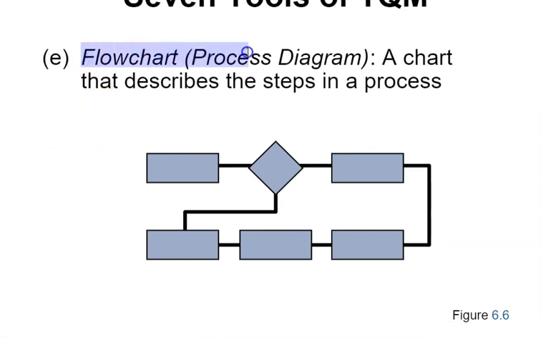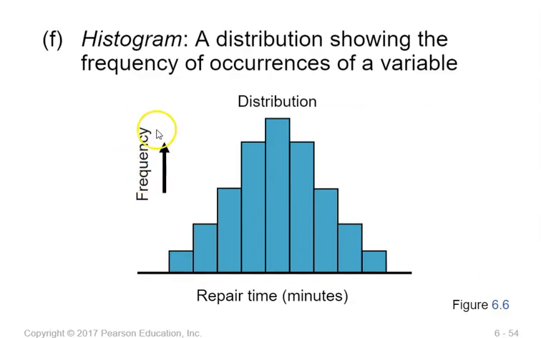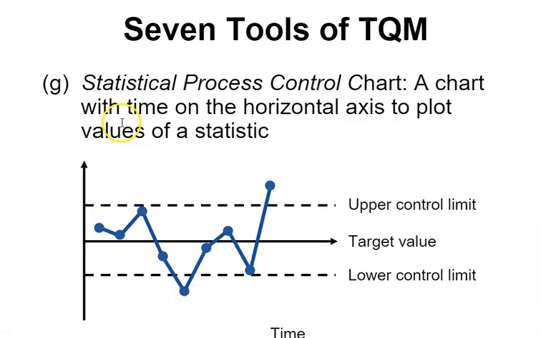Another one is the flowchart or process diagram. It's a chart that describes steps in the process and helps you in decision making or management. And always you can change it, you can add steps to it to increase productivity and in finding issues in the process. Histogram, I think, is the most known to you. It is a distribution showing the frequency of occurrence of a variable. And if it looks like a normal distribution, that's perfect for decision making, as I told you before. So repair time and the frequency of it happening, right? This can be an example.